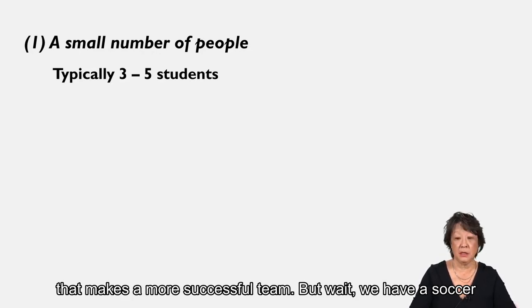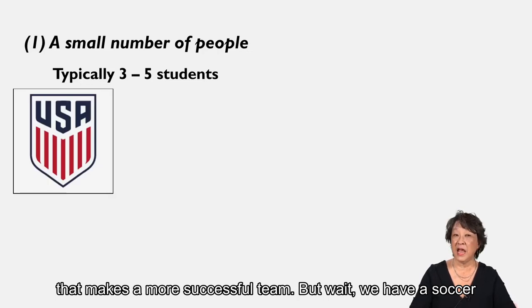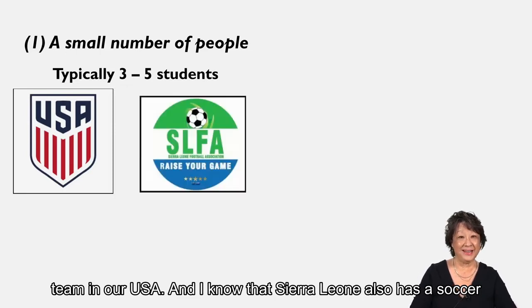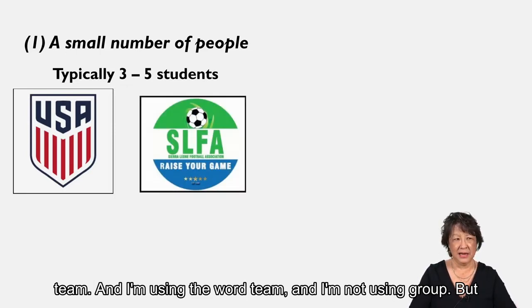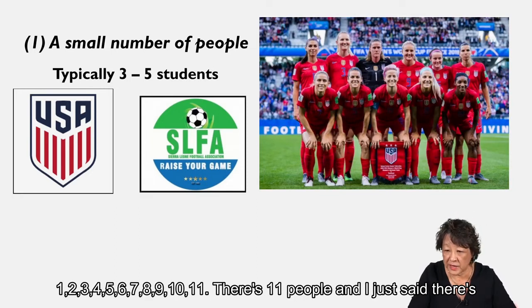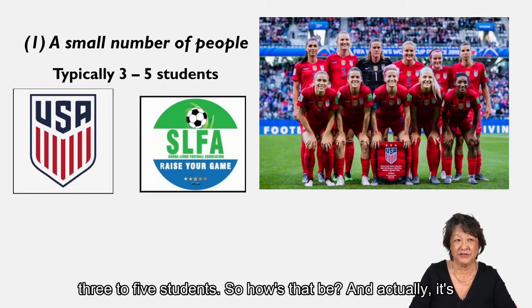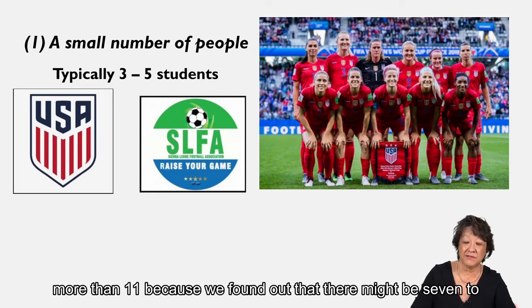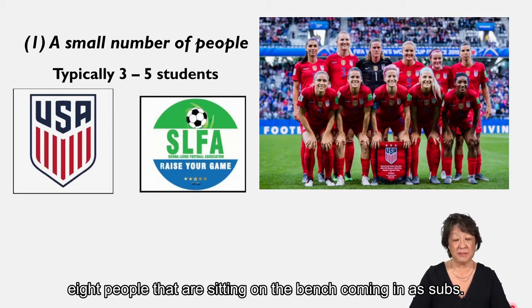But wait, we have a soccer team in our USA, and I know that Sierra Leone also has a soccer team, and I'm using the word team, and I'm not using group. But if we look at it, this is back to the USA women's team. There are 1, 2, 3, 4, 5, 6, 7, 8, 9, 10, 11. There are 11 people, and I just said there's 3 to 5 students. So how can that be? And actually, it's more than 11 because there might be 7 to 8 people sitting on the bench coming in as subs.